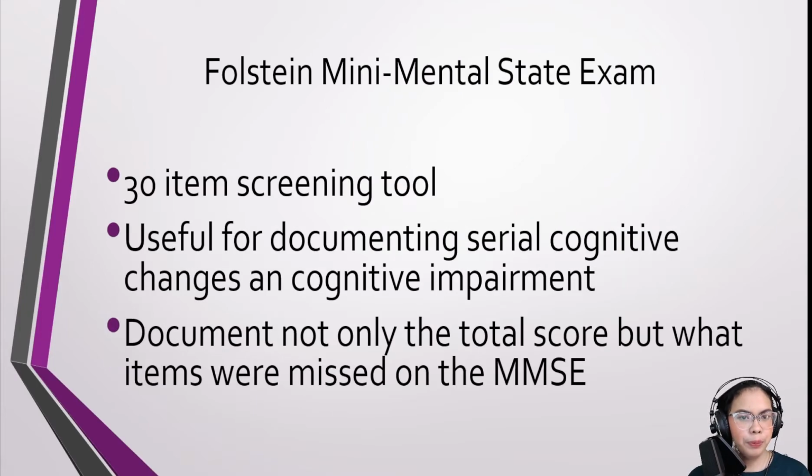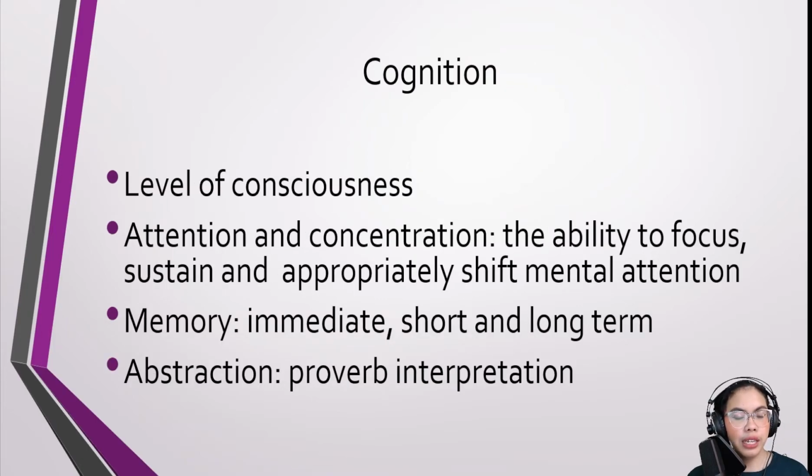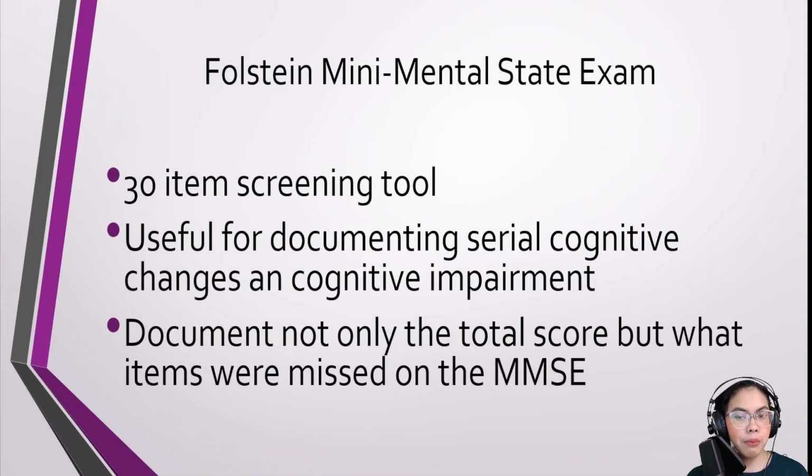Okay? So, ang ginagamit naton pang measure sang condition is the Folstein Mini Mental State Exam. It's a 30-item screening tool, useful for documenting serial cognitive changes and cognitive impairment. It is used to measure levels of consciousness or how alert the person is, and attention and concentration. For example, may questions siya nga ipamemorize sa inyo, tapos i-repeat mo na siya. So, amo na ang mga example questions sa Folstein Mini Mental State Exam.